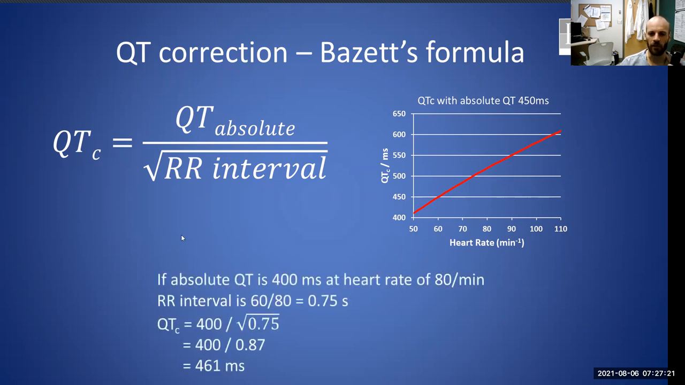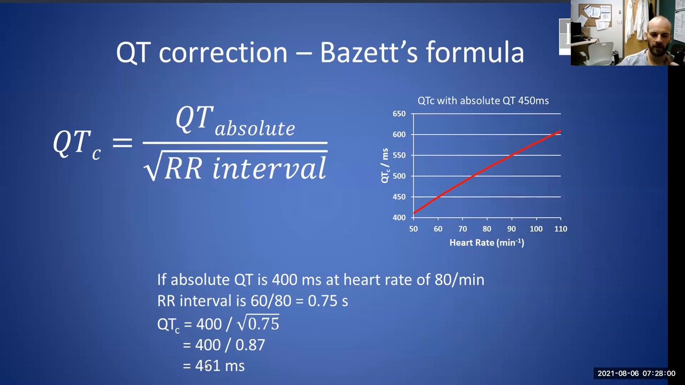As a worked example, if you measured your absolute QT interval on an ECG as being 400 milliseconds at a heart rate of 80 beats per minute, then the RR interval is 60 divided by 80, so the RR interval is going to be 0.75 seconds. The corrected QT interval is going to be 400 divided by the square root of 0.75, which is 400 over 0.87, which works out as 461 milliseconds.